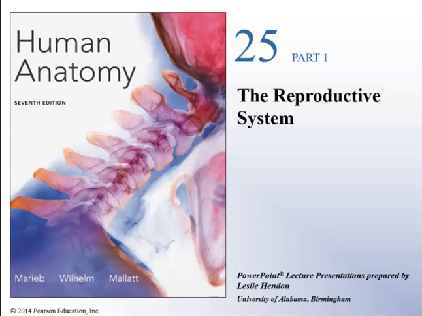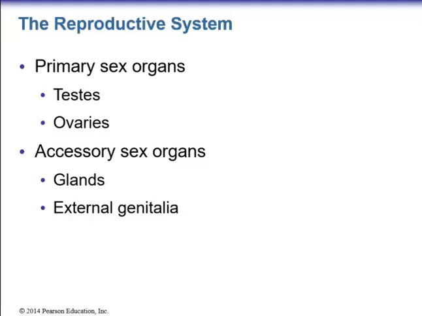This is chapter 25 on the reproductive system. First, we're going to talk about the male reproductive system, and then we will talk about the female reproductive system. So some just general characteristics of the reproductive system. We have our primary sex organs within the reproductive system: testes for males, ovaries for females, and then our accessory sex organs, glands, as well as external genitalia.